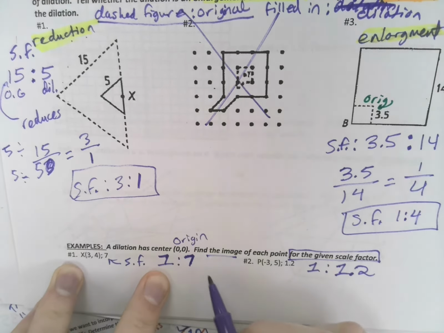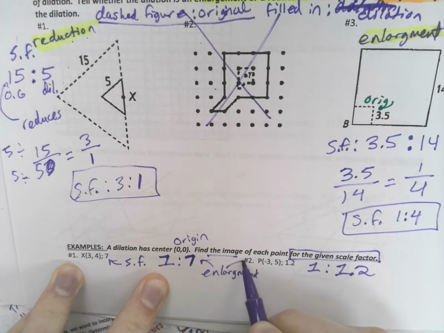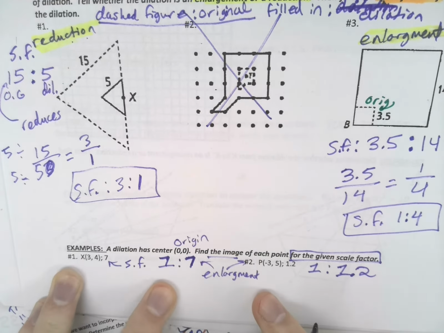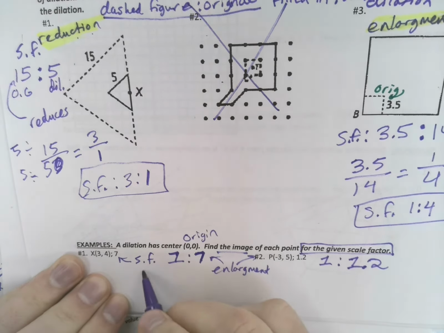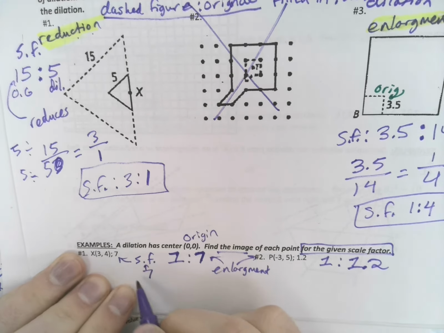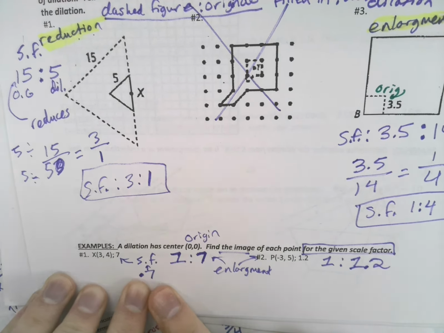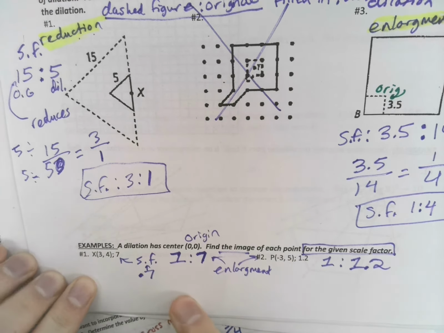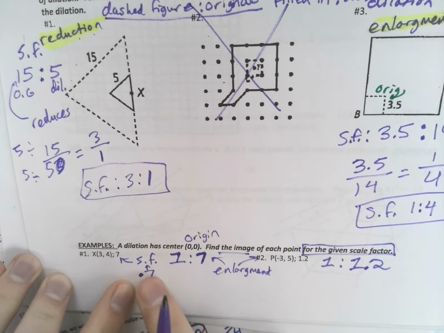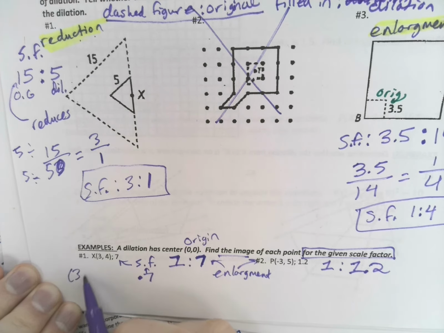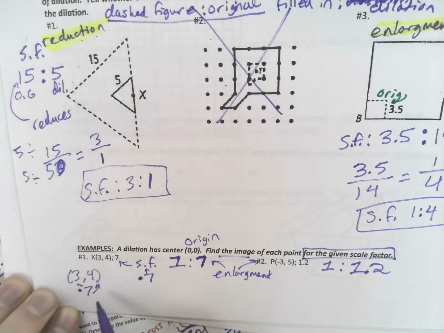So if 1 was our original, looks like scale factor of 7, scale factor of 1.2. So I'm thinking both these are going to be enlargement. I bet you guys are in agreement there. Both these are going to be enlargement. And so if that's the case, we know we're multiplying by 7. If it's an enlargement, that's multiplication. And really, either way, it's multiplication. It's just sometimes you're multiplying by a number smaller than 1. So we take 3 and 4, and we multiply both those points by 7.